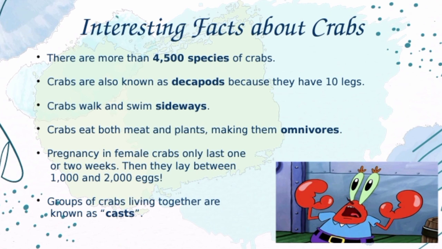Pregnancy in female crabs only lasts 1 or 2 weeks, and then they lay between 1,000 and 2,000 eggs at once. Some species of crabs are solitary or living alone, while others live in groups, and that group of crabs living together is also known as a cast.